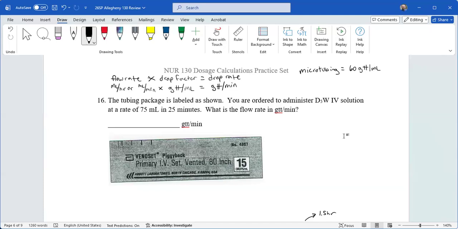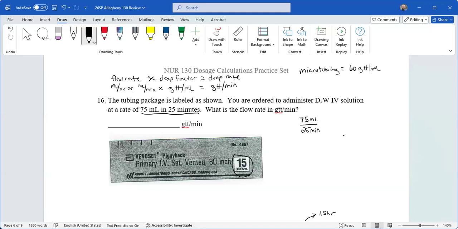Okay. So in this particular question, it says the tubing is labeled as shown, and you administer the dextrose 5% water IV solution at a rate of 75 milliliters in 25 minutes. So when we look at our label, you can see where it tells us what the drop factor is. Drop factor is 15. So what I'm going to do is I'm going to take my volume over my time.